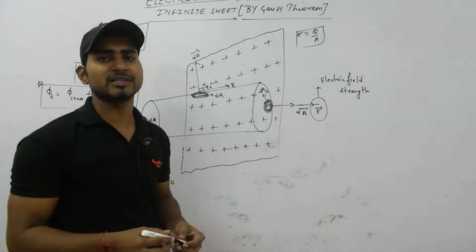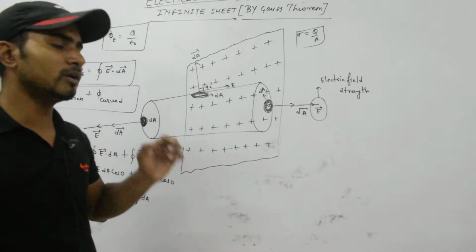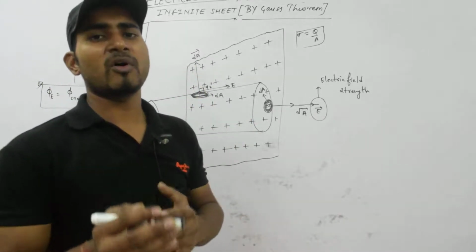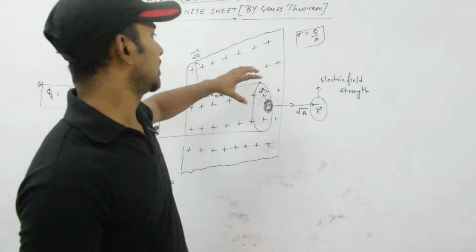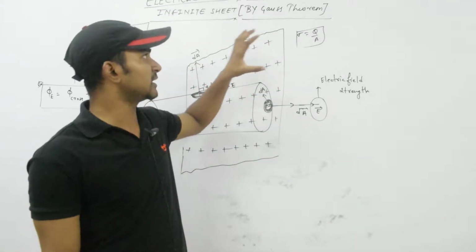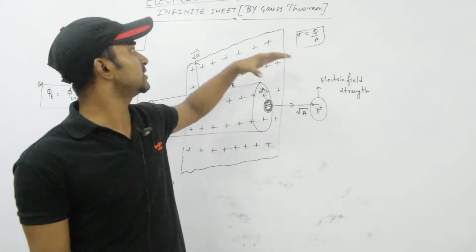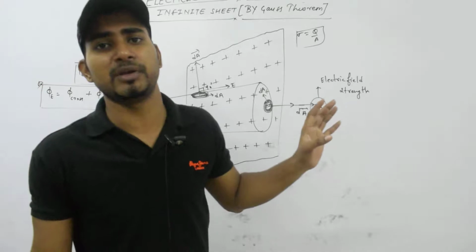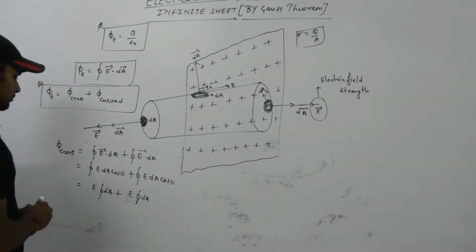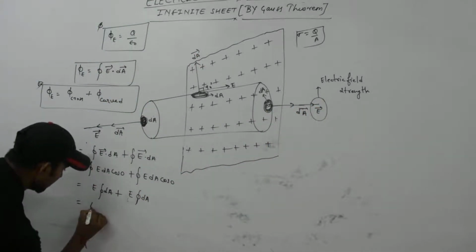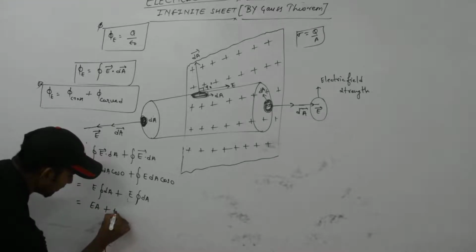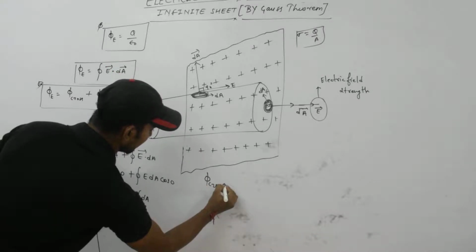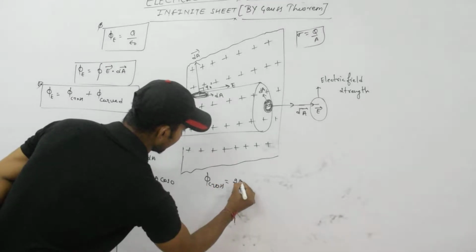It depends on the shape, that is why I am not putting pi r square or whatever here. Here I will use total A, because the shape of the Gaussian surface will depend on the shape of this particular sheet. So it is a generalization formula for all kinds of shapes. That is why I am not considering any particular shape here. So here I will get EA, and here also I will get EA, meaning phi cross section is equal to 2EA.